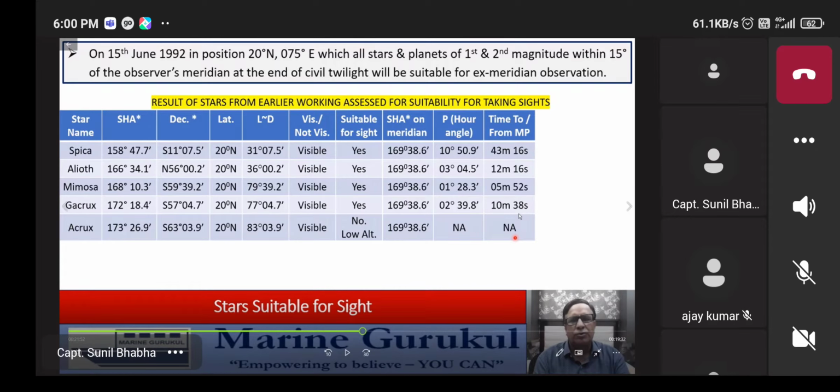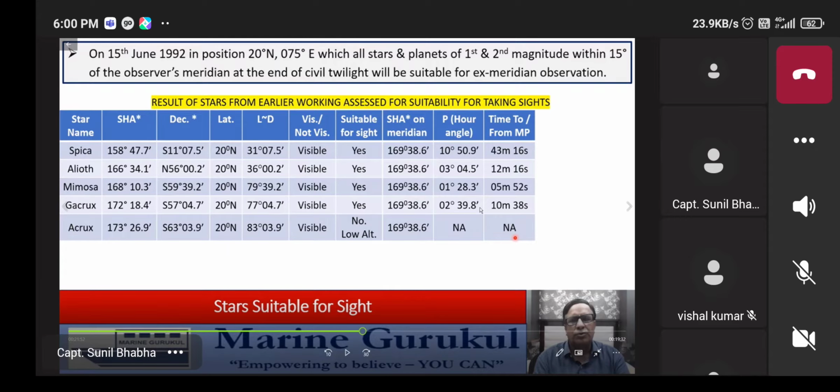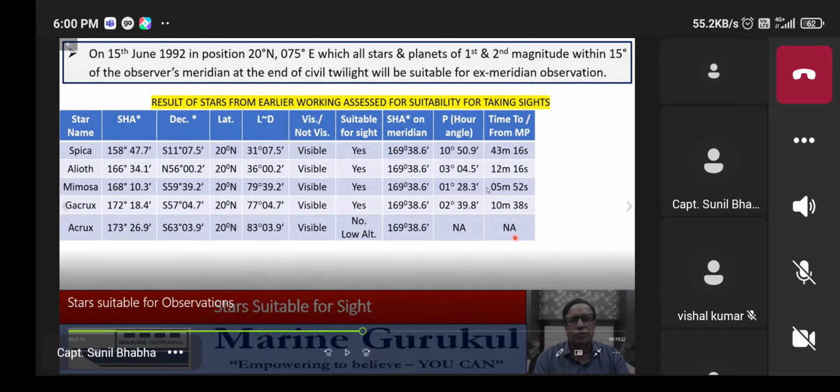Yes, sir. Okay, but we don't need to bother about whether a star is east of our meridian or west of our meridian, yet to cross or already crossed. That is not required, because the ex-meridian limit is applicable on both sides, before meridian passage also and after meridian passage also. Okay, sir. Okay, so any doubt up to here, beta?